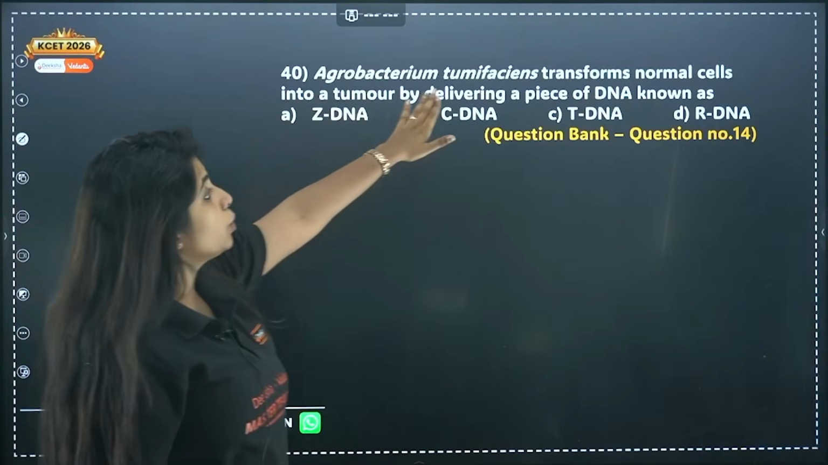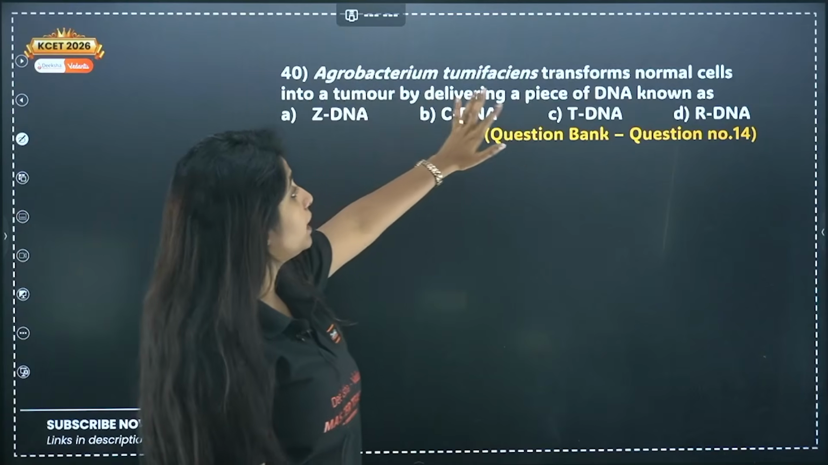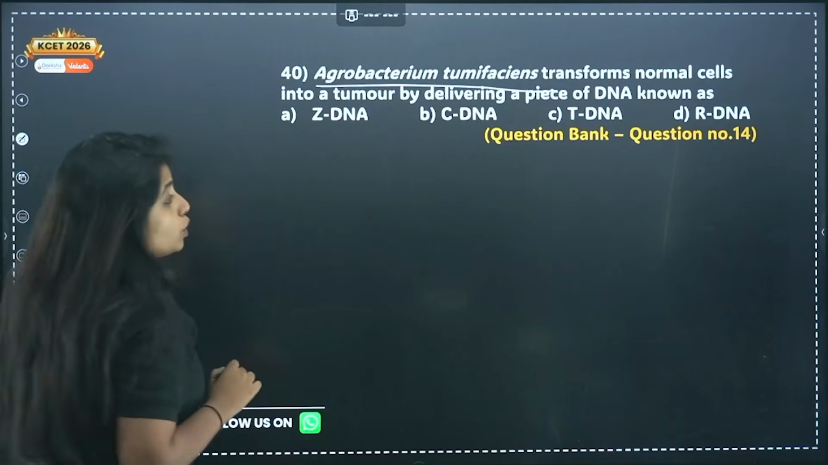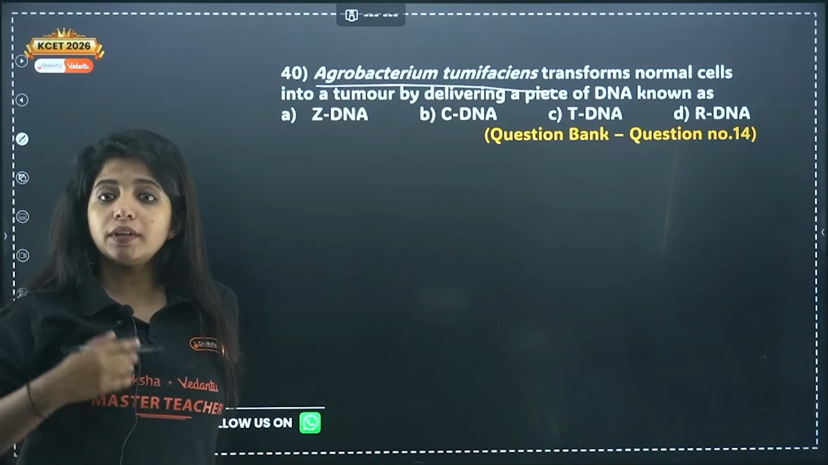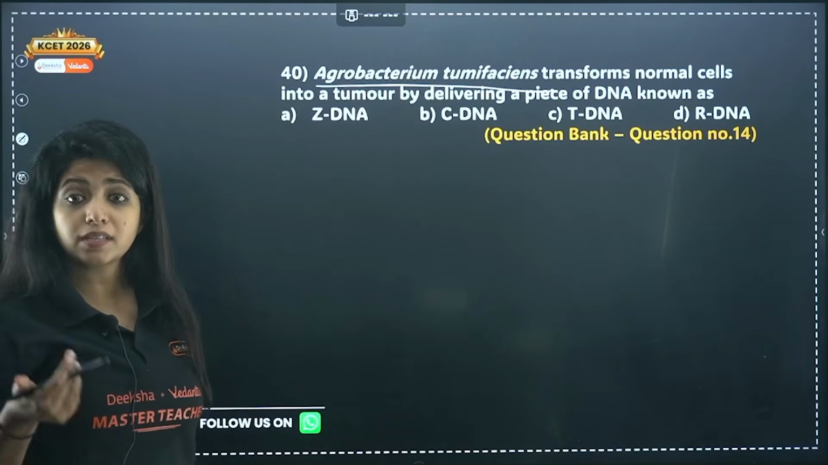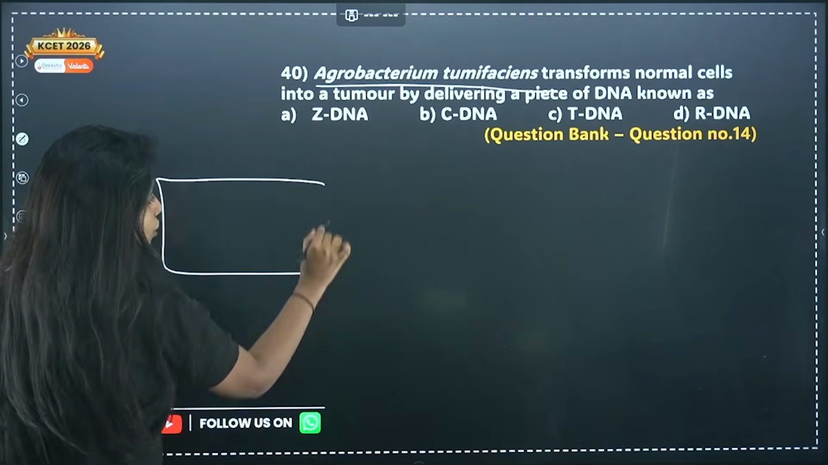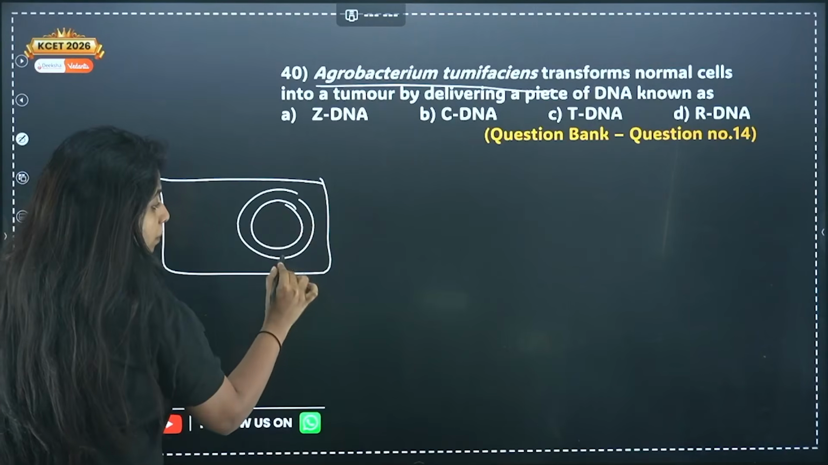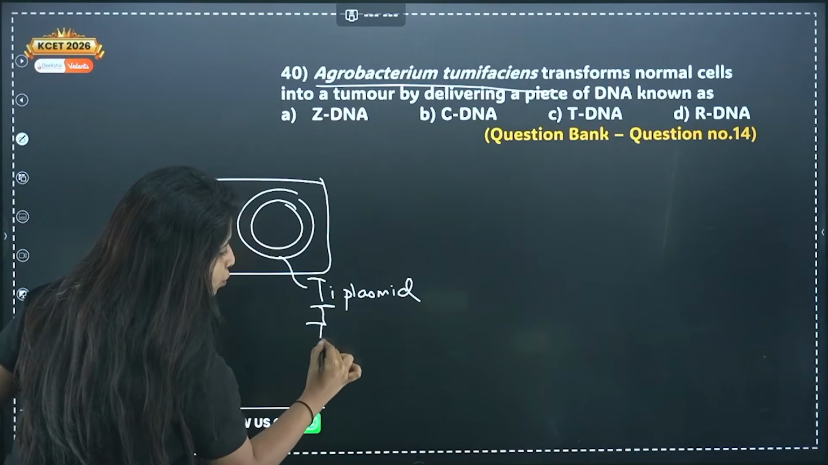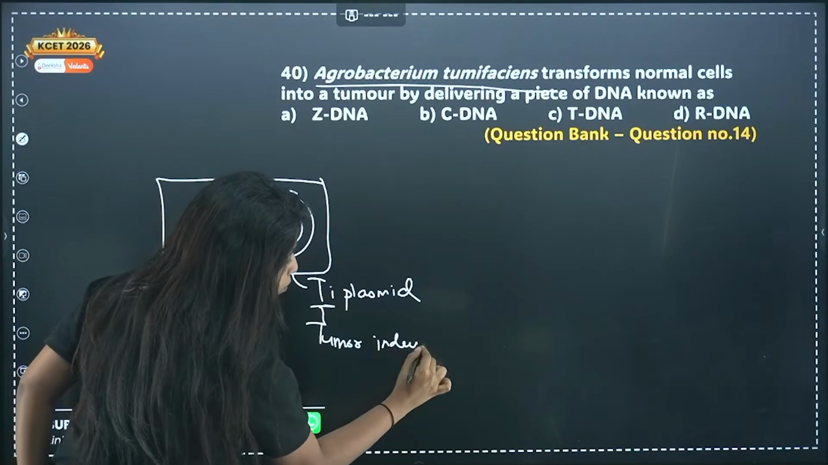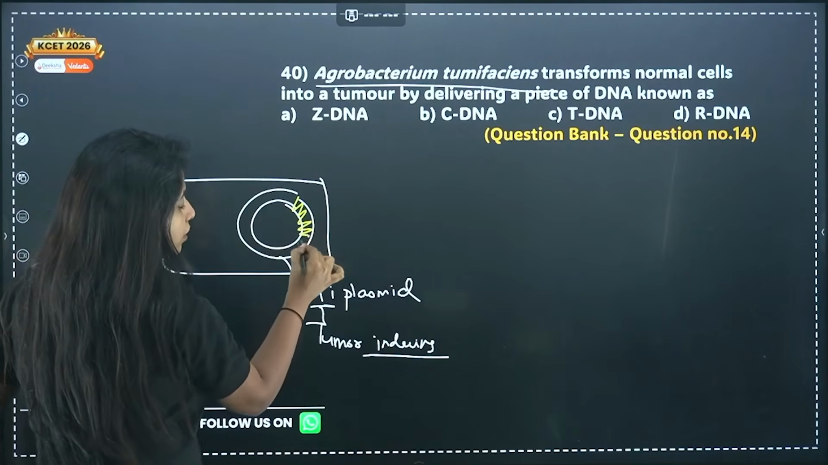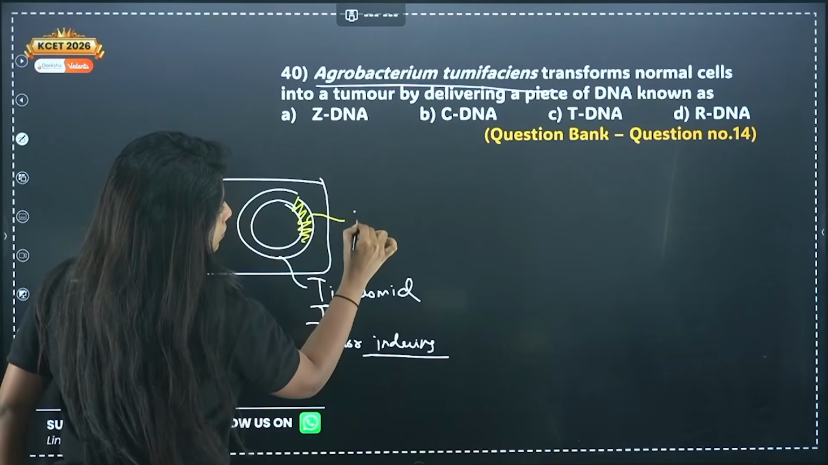Agrobacterium tumefaciens transforms normal cells into tumor cells by delivering a piece of DNA known as. So Agrobacterium tumefaciens is a bacteria. Now this particular bacteria is responsible for transforming normal cells into tumor cells. But how do they do that? This particular bacteria, my dear children, also has a plasmid. Do you know the name of this plasmid? This is known as the TI plasmid. TI stands for tumor inducing plasmid. So how does it induce tumor, ma'am? There is a gene over here which you call tDNA.